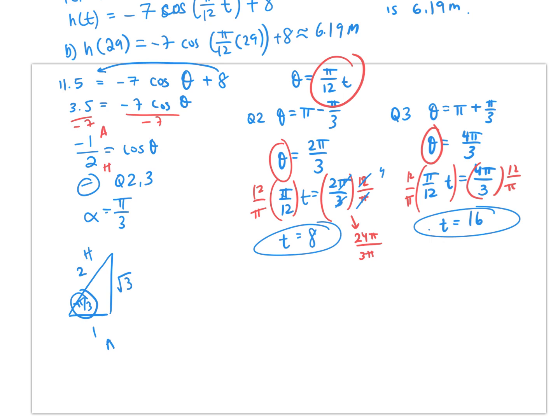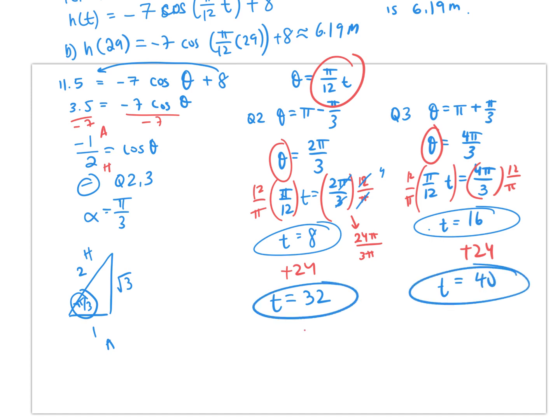But I was asked for a full minute, which is 60 seconds. So let's add our period a few times. Our period was 24 seconds. So let's see how many times we can add it on. When I add 24 to 8, I'm at 32. When I add 24 to 16, I'm at 40. Let's try adding another 24. If I try to add 24 to 32, that's 56. That's good. If I try to add it to 40, that takes me to 64 seconds, which is outside of the bounds that I asked for.